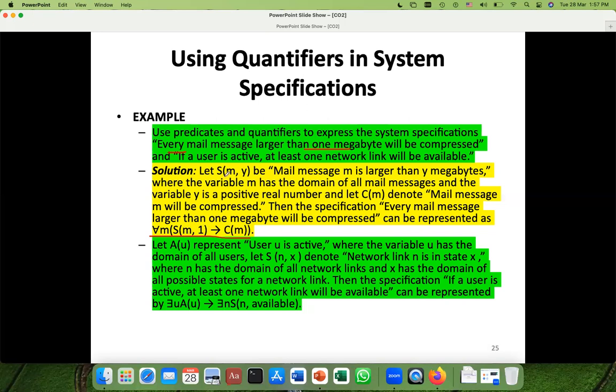It is explained here what is S(M,Y). S is what? Mail message M larger than Y megabytes. So you can change this S into L so that you can understand it better. So for every M, and that mail message larger than 1, okay, then it will be converted into compressed. Then it will be compressed. And then you can say, then M is compressed.